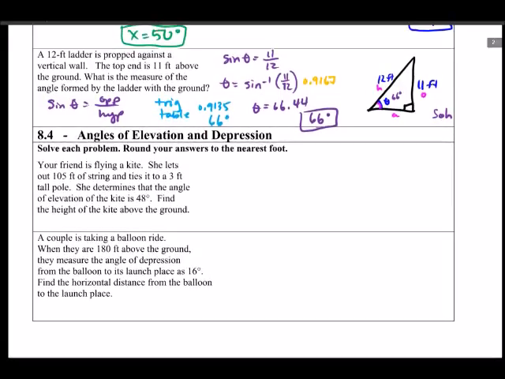And 8.4 was on angles of elevation and depression. It was just more trig, only real world problems. So your friend is flying a kite, lets out 105 feet of string and ties it to a 3-foot tall pole. So we've got a kite. It's tied to a pole. There's the ground. We can draw a little kite up here.